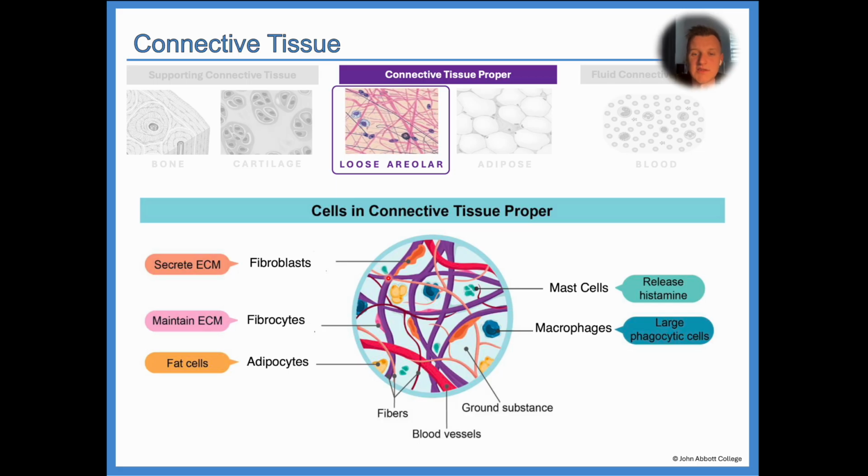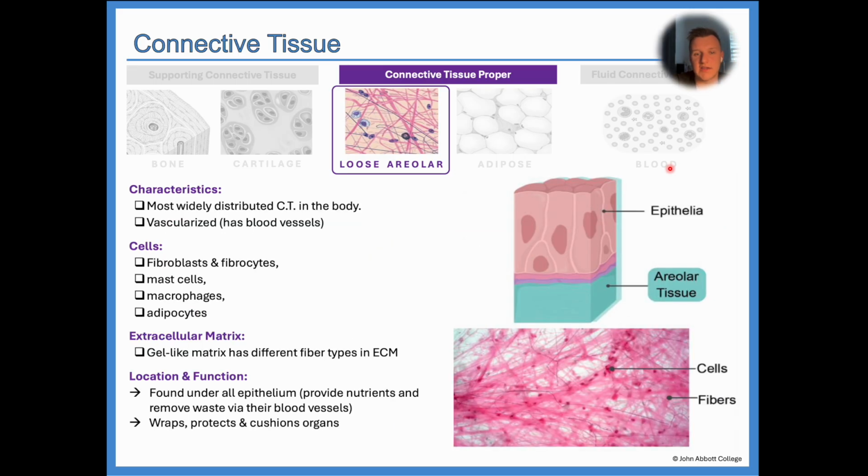So all of this is some cells. You see this connective tissue proper has, unlike the bone and blood that have their typical cells, many cell types. So loose areolar connective tissue is the most widely distributed connective tissue in the body. It's vascularized. It has blood vessels in it, which is very important. It has fibroblasts, fibrocytes, mast cells, macrophages, adipocytes, many types of cells, as we just saw.